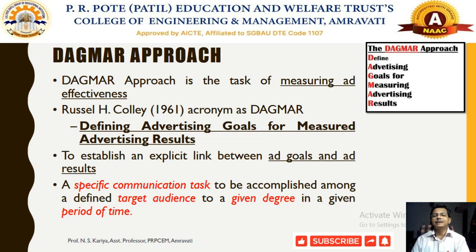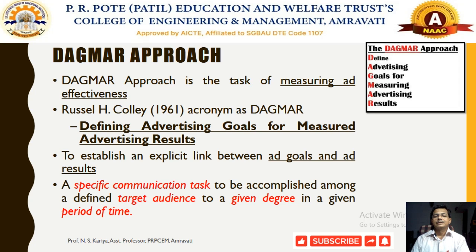Has our advertisement program been effective or not? That can be measured using our DAGMAR approach. This model was suggested by Russell H. Colley in 1961 and it is acronymed as DAGMAR, specified as defining advertising goals for measured advertising result. We already discussed that in advertisement objective.